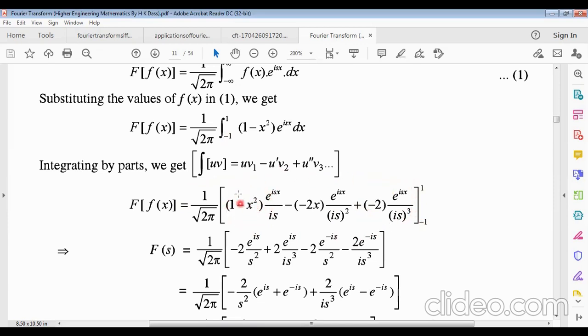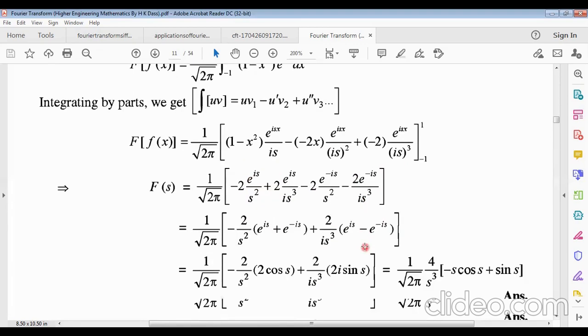Now putting x equals 1 in the whole function, the first term is 0 because 1 minus 1 whole square means 0, so only the minus 2 term remains. Putting the lower limit x equals minus 1, the first term is again 0 because 1 minus minus 1 whole square gives 0, and we get the remaining term. Now arranging the terms in exponential functions of s, e to the power is and e to the power minus is, we get this.